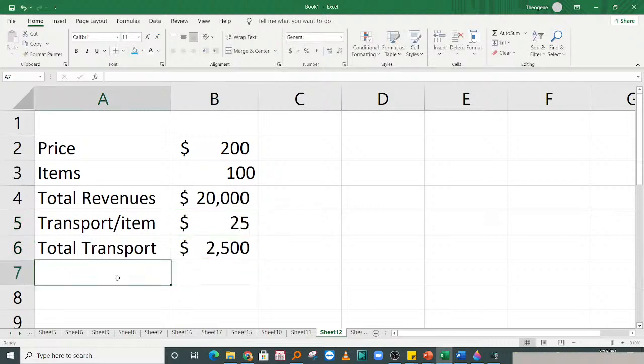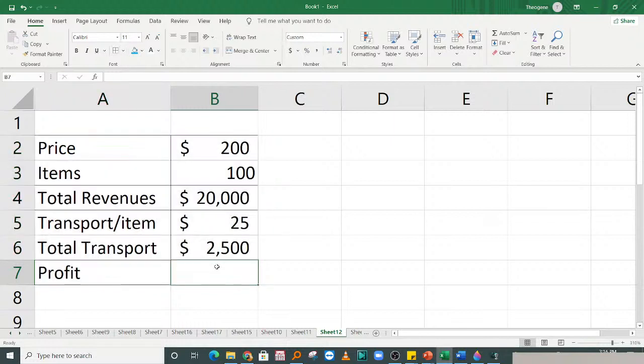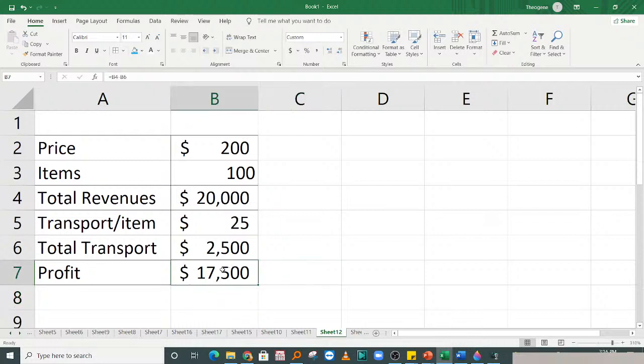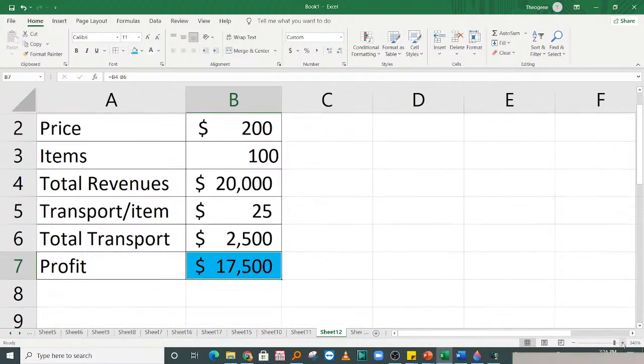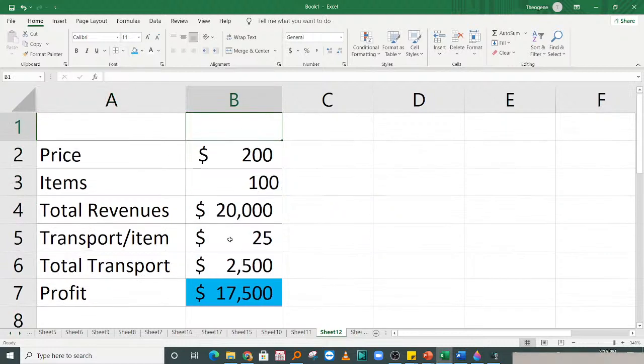So what will be the profit then? The profit will be the total revenue minus the total transport, which is B6, and it is equal to this one. So what does this mean? Let me try to zoom it out for you. What does this mean?